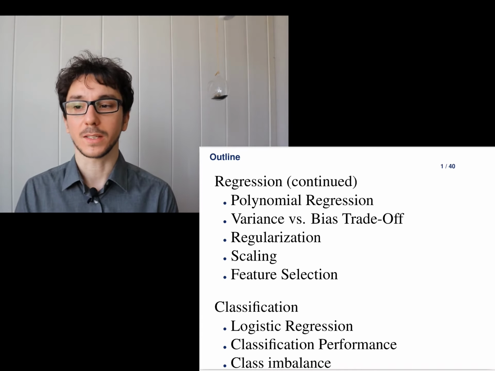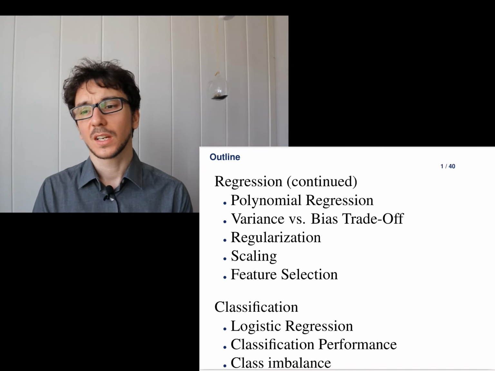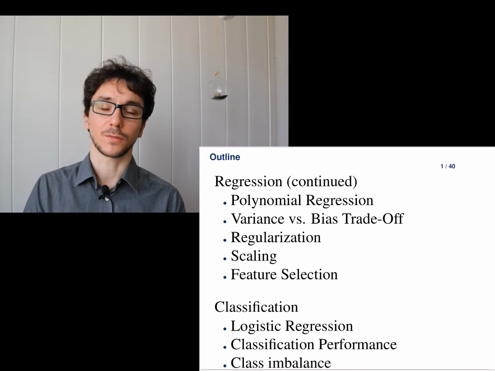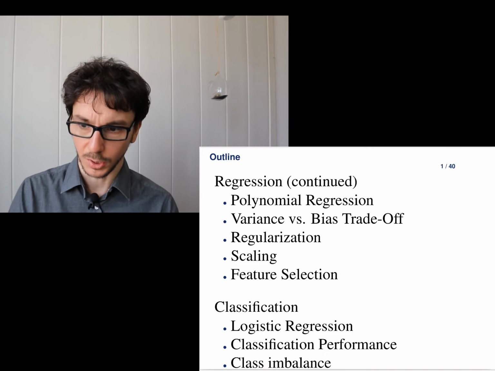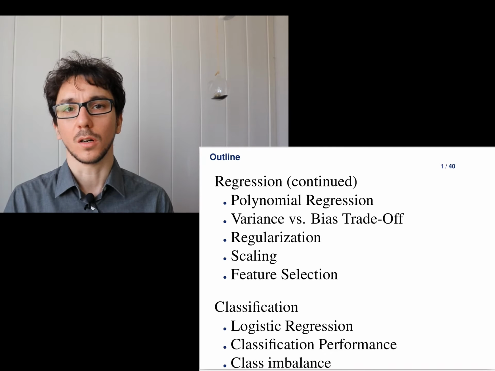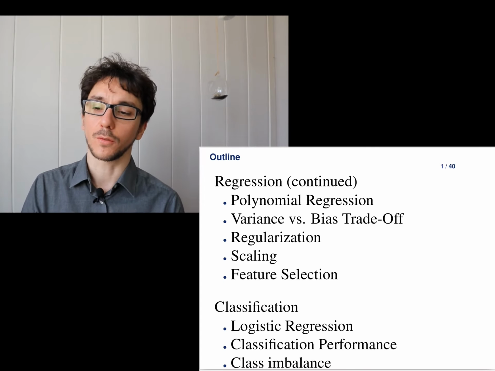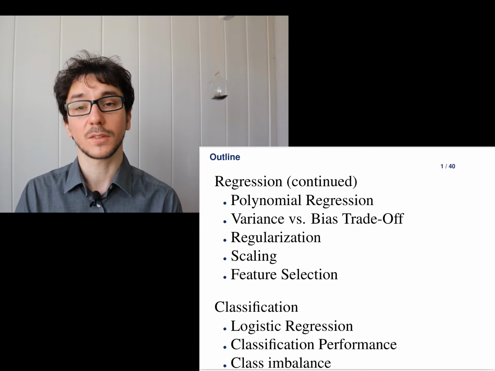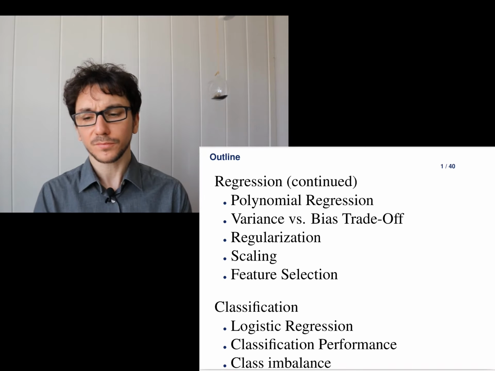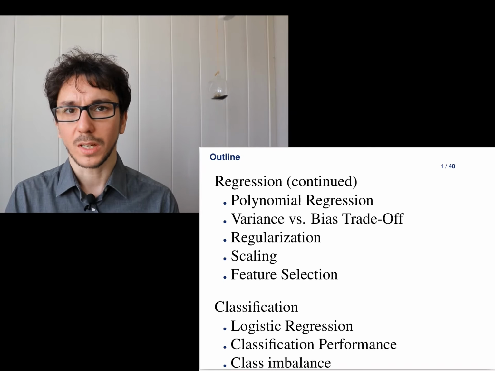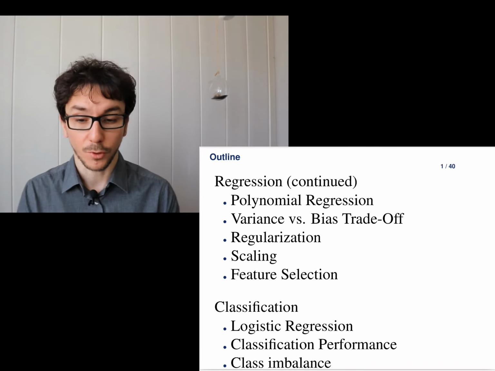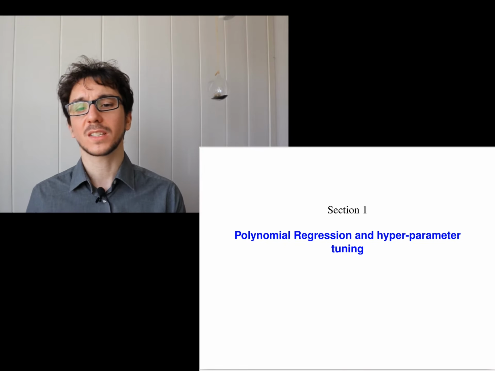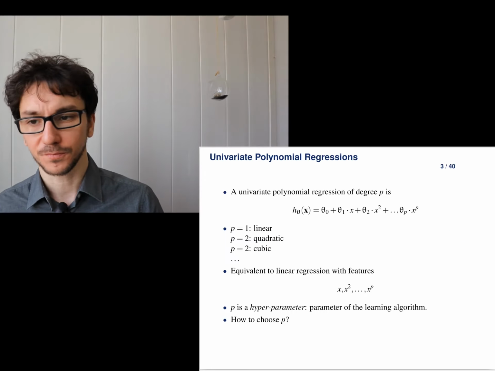We will see why it is important to scale features before training models, and how to select the most important features for your model. Then we will go to classification, and in particular I will give one of the simplest models for classification called logistic regression. Then we will explain the metrics to evaluate the performance of classifiers and how to deal with class imbalance. So let's start with polynomial regression.